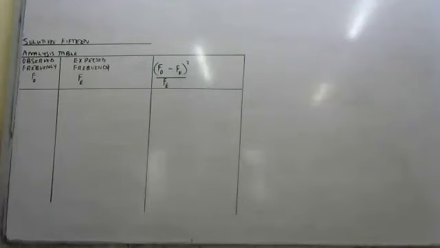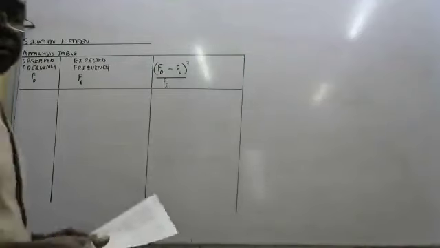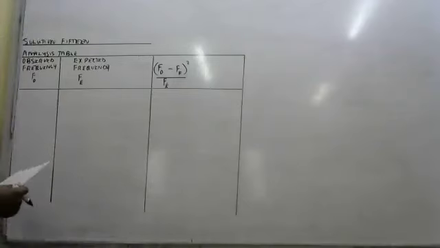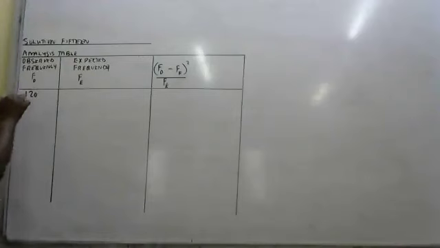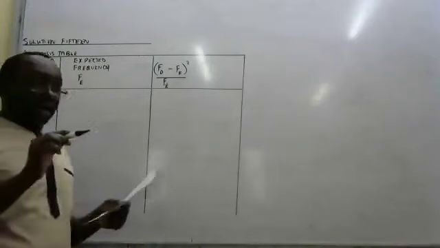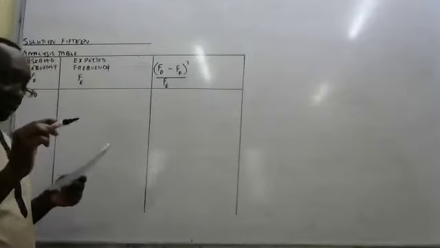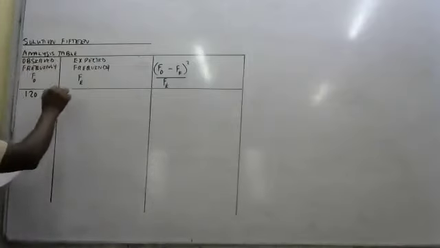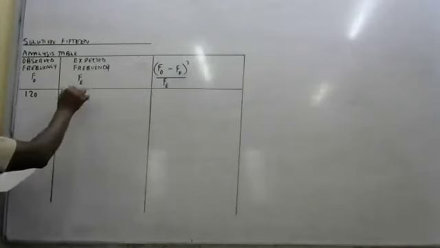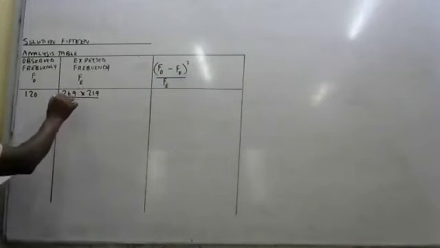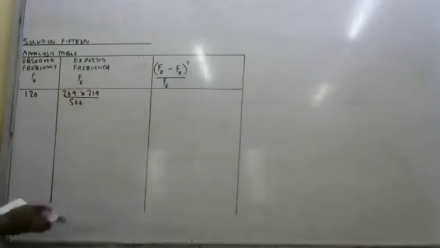Okay, so the observed frequency ya kwanza ni 120. The expected, ukiwa hapo kwa 120, the column is 269 and the row is 219. You divide by the grand total of 566.